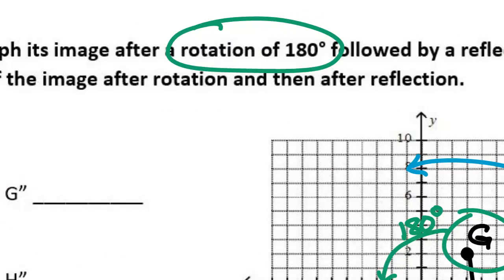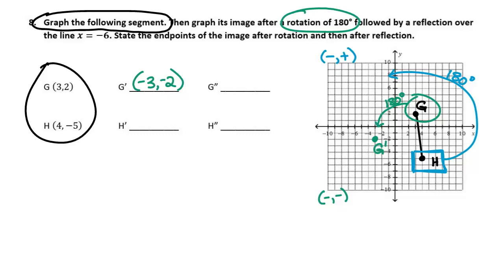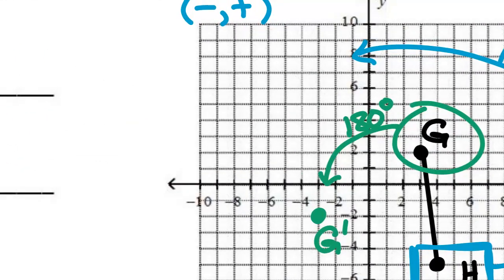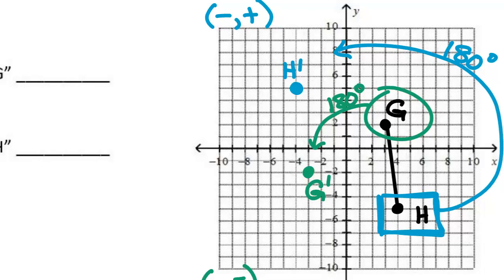Tell me about my X's and my Y's up in the second quadrant. X is negative, Y is positive. The order of my numbers stays the same. So this would be what? Negative 4, positive 5. So right here for H prime. Grab my straight edge and connect my points together.